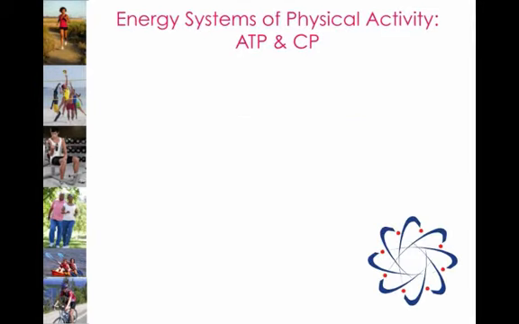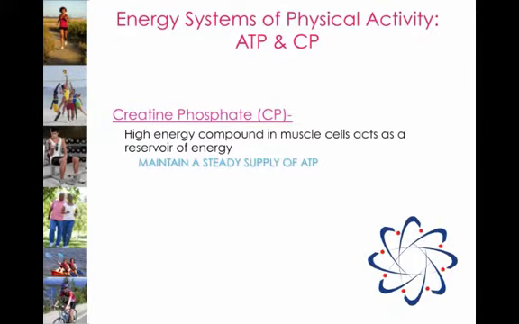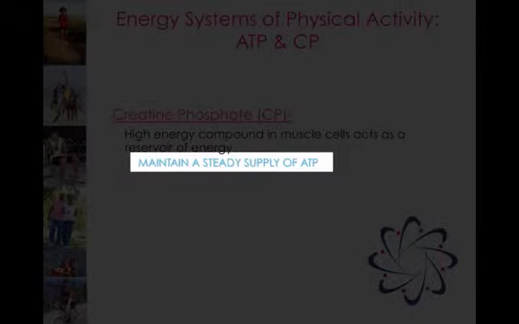As that 2 to 4 second store of ATP starts to decline, enzymes are signaled to start breaking down the creatine phosphate. Creatine phosphate is a high-energy compound in the muscle cells that acts as a reservoir of energy to maintain a steady supply of this energy currency, or ATP.